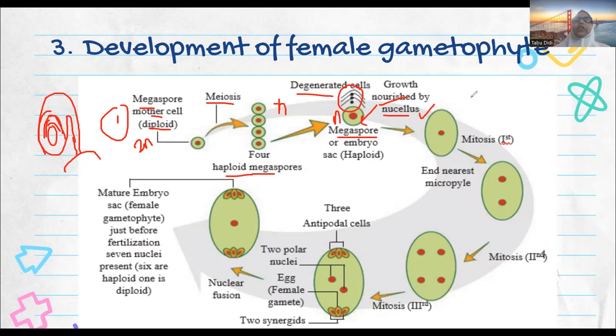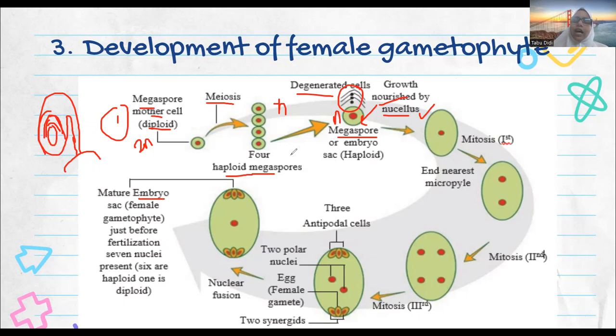Then this will further multiply and divide. How many divisions and multiplications will take place? This you have to remember in the development of the female gametophyte. We have to study up to the embryo stage. So, all of you clear? Step number 1: the parent cell undergoes meiotic division, producing 4 daughter cells.